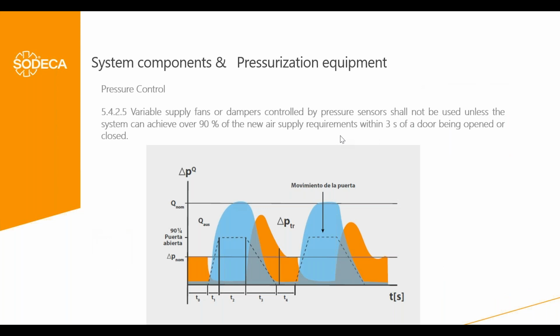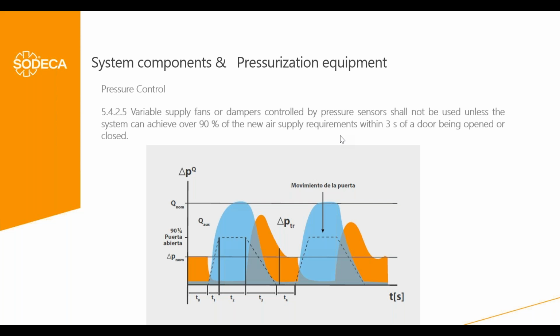This is important to take into account, and this is also considered in the EN 12101 Part 6, where it's written that when we work with variable fans controlled by pressure sensors, we need to ensure that the system is able to provide 90% of the airflow in less than 3 seconds. In the new Part 13, it's slightly different. It says that when the door is open or when the door is closed, the system has to react in 5 seconds, so provide the new situation, the maximum airflow in 5 seconds, or the nominal overpressure in 5 seconds also.